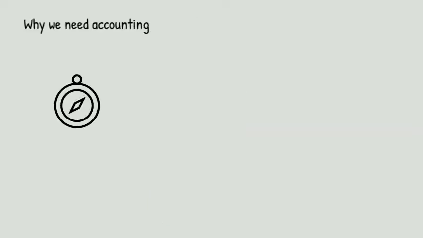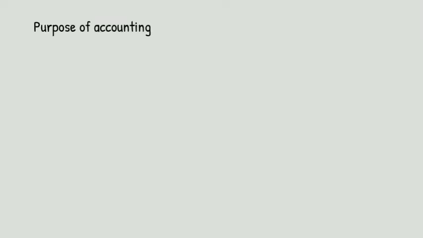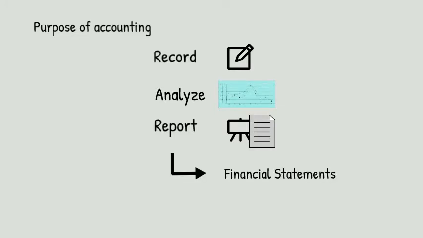Accounting is like a compass. It will help the business to steer in the right direction. Accounting provides the tools to record the daily transactions, analyze the information, and it gives summarized reports of the financial data. Those reports are called financial statements.